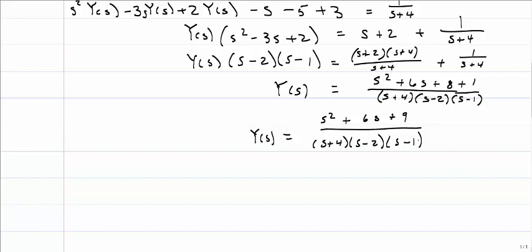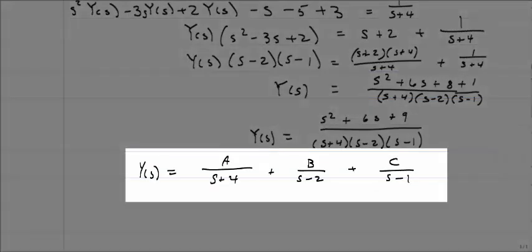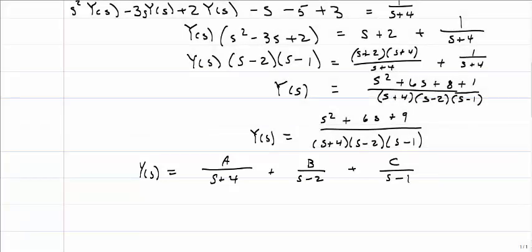The way we're going to solve this is by using partial fractions, because then I will have something that looks like this. And when I have something like this, it's quite easy to find the inverse Laplace transform. And I'm just going to use the cover-up method to find A, B, and C.